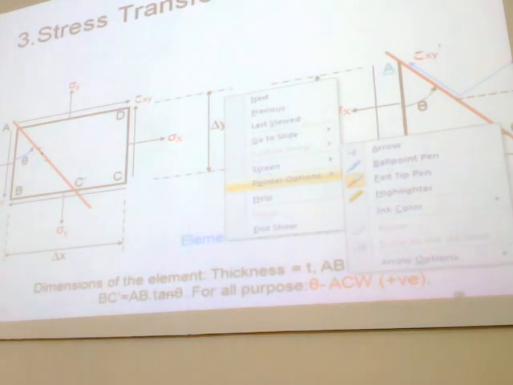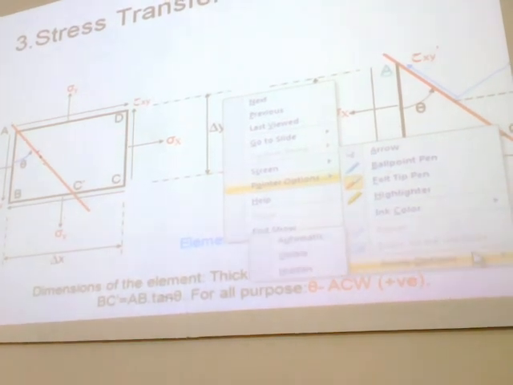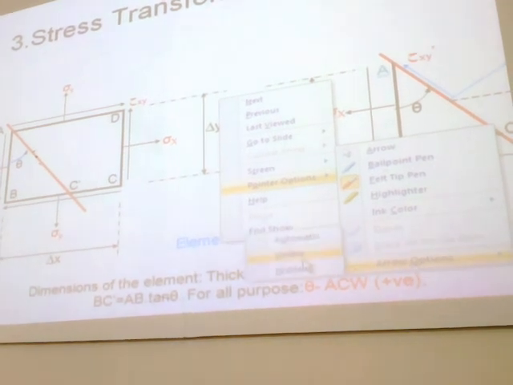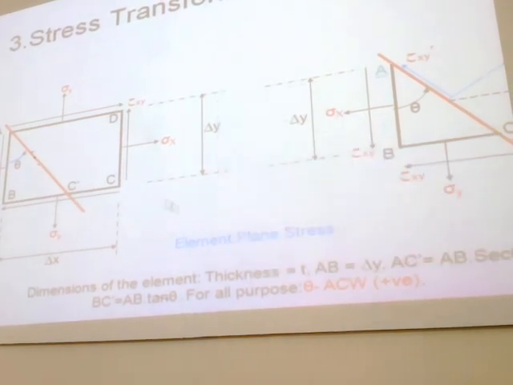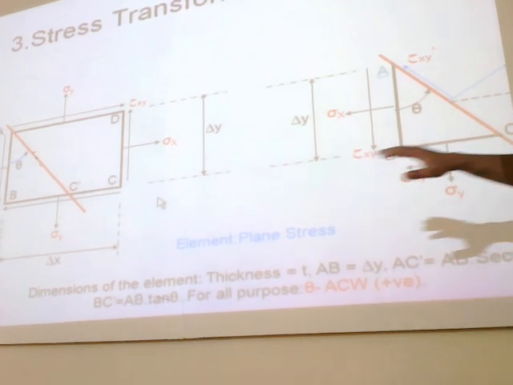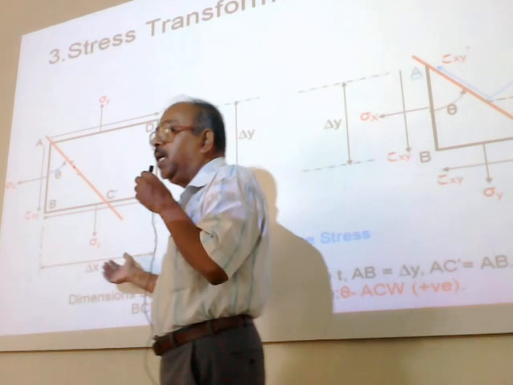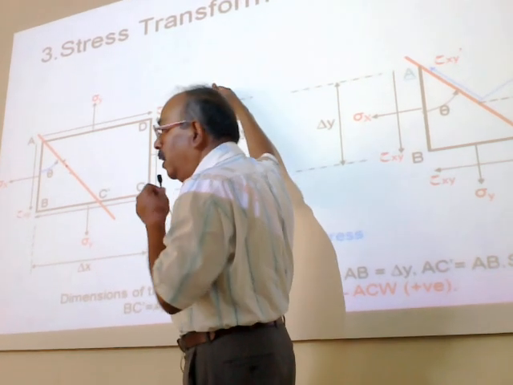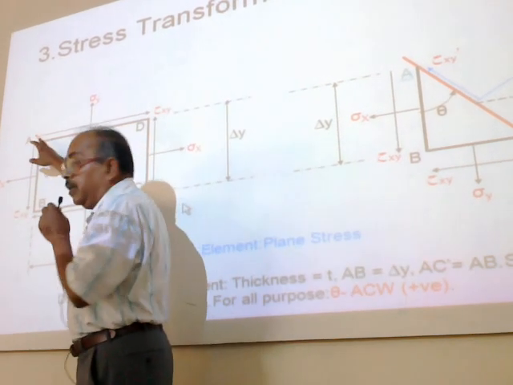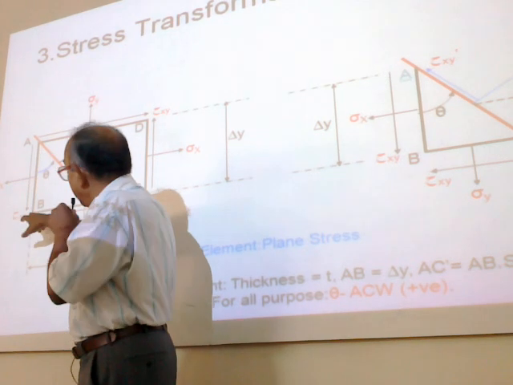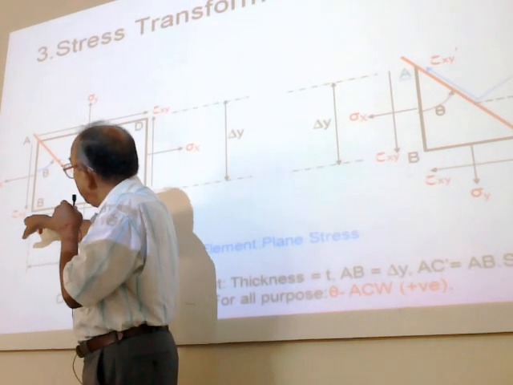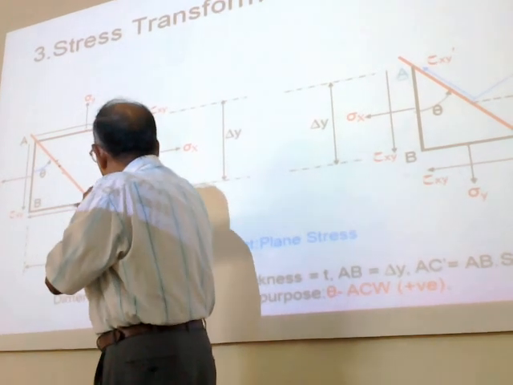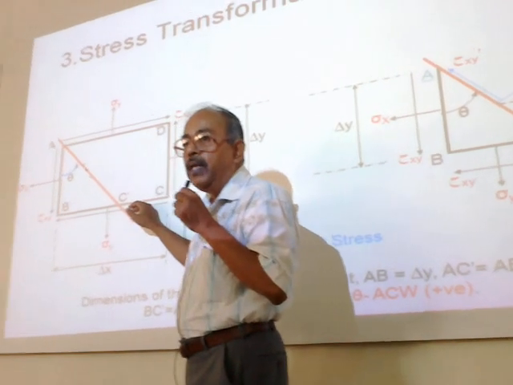So you have not drawn the tangential stress in the y direction. Okay, I have drawn it, giving the dimensions of the element: delta x in x direction, delta y in y direction. The face AB is normal to the x direction, and AD or BC is normal to the y direction.